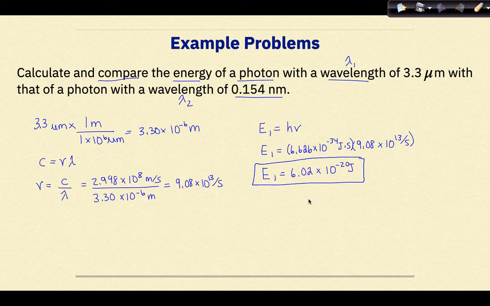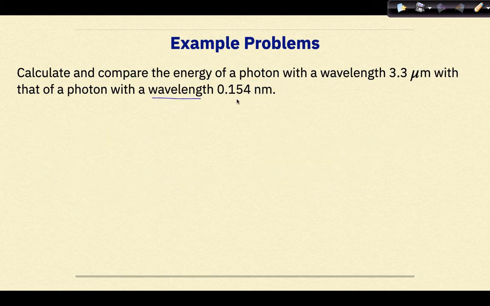Now let's go ahead and do this process for the second wavelength. So now we're going to look at a wavelength of 0.154 nanometers. So I'm going to say 0.154 nanometers, multiplication sign in a line, 1 times 10 to the 9 nanometers in 1 meter. That is going to give me 1.54 times 10 to the negative 10 meters.